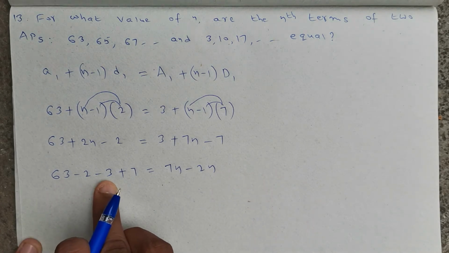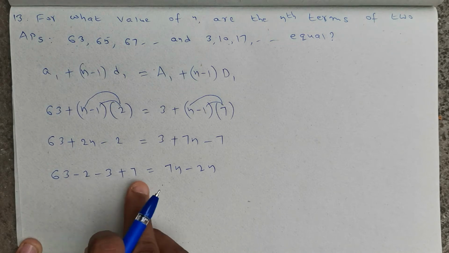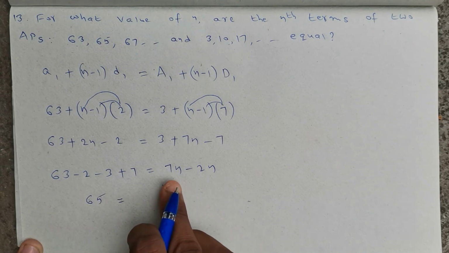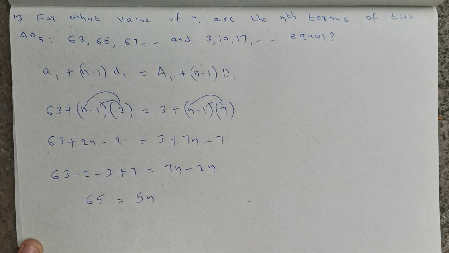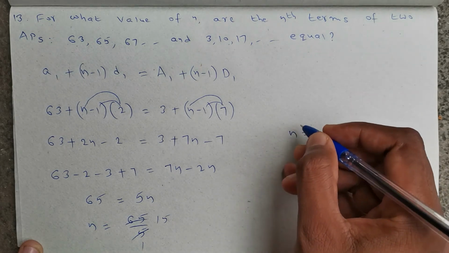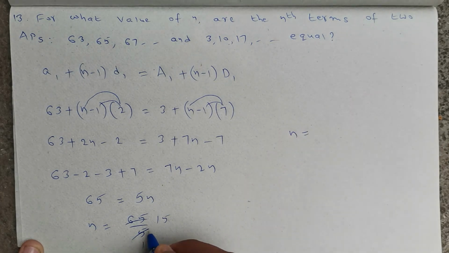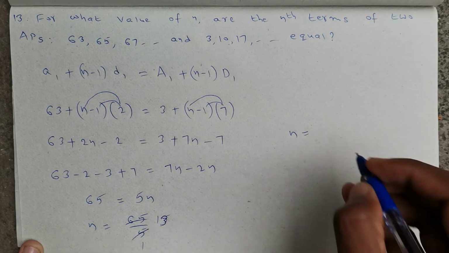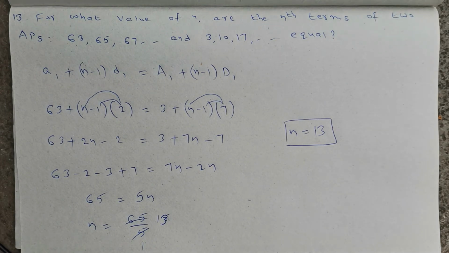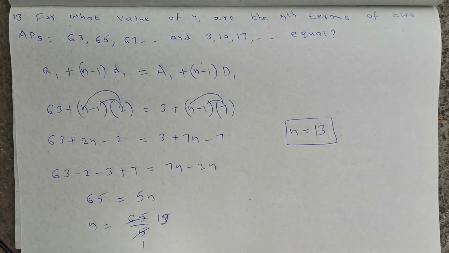63 minus 3, 60, plus 7, 67, minus 2, 65, is equal to 7n minus 2n, 5n. So n is equal to 65 divided by 5. 5 ones are 5, 5 thirteens are 65. So n is equal to 13. It means the 13th term of these two progressions are equal.